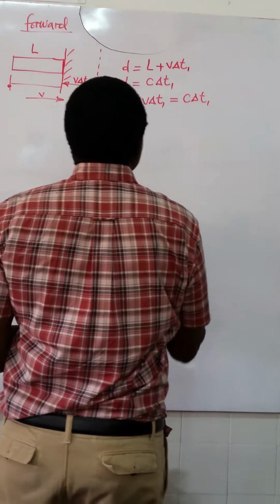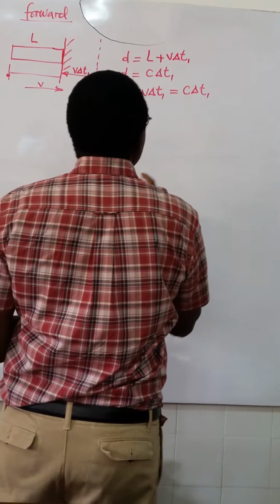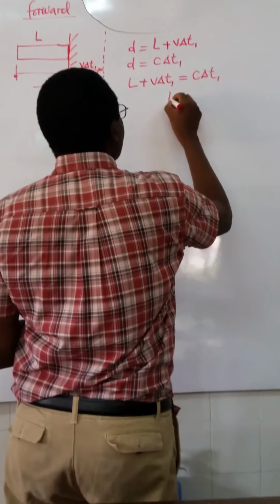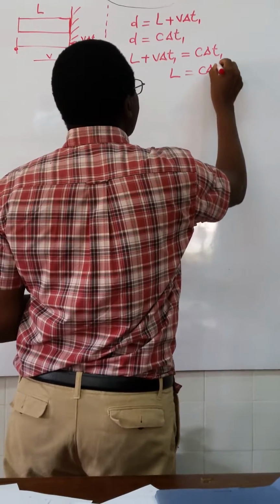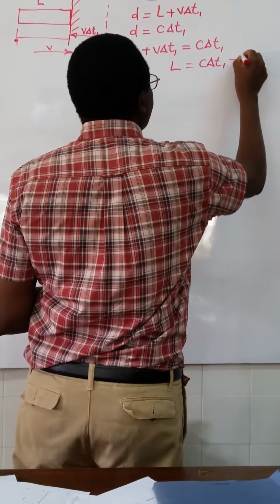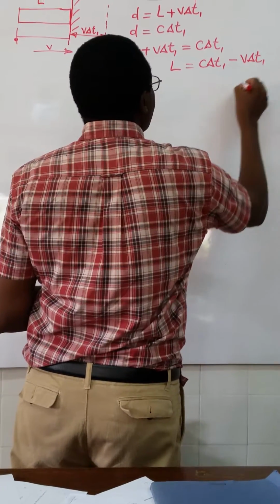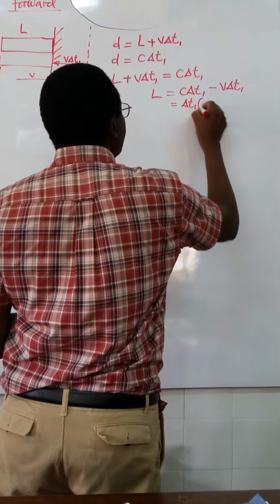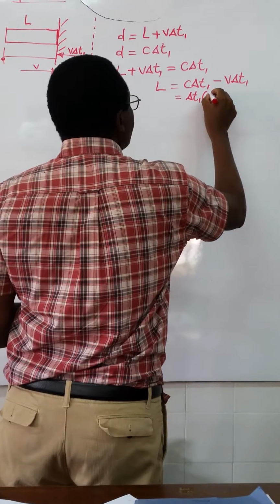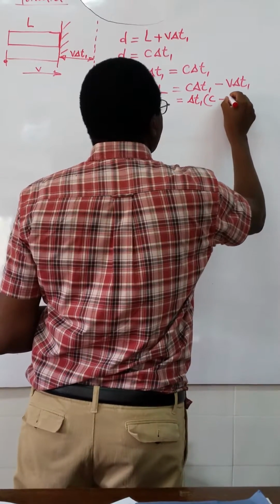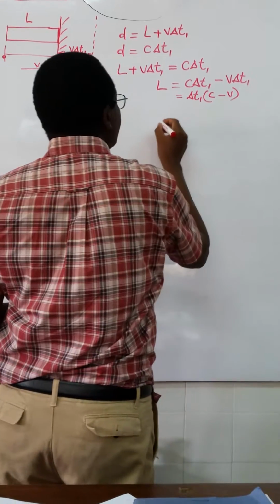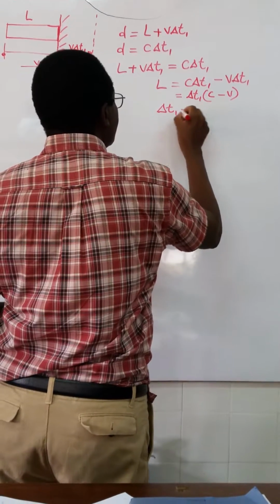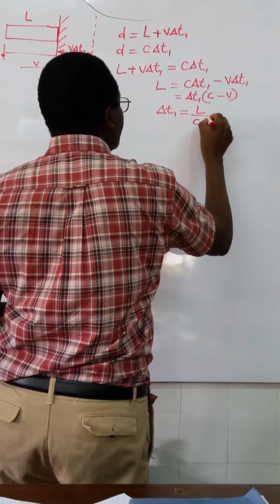And therefore we can say L is equal to c change in time t1 subtract v change in time t1, and therefore we say change in time t1 into c subtract v, and therefore change in time t1 is equal to L over c subtract v.